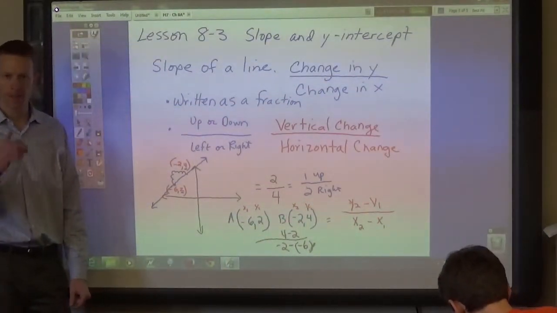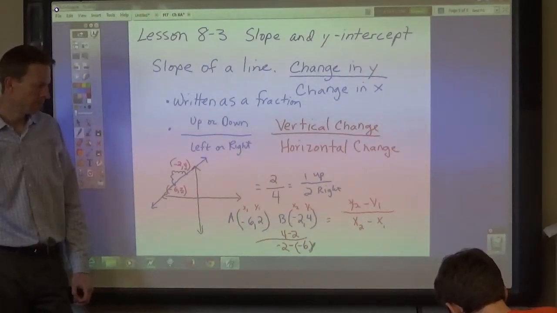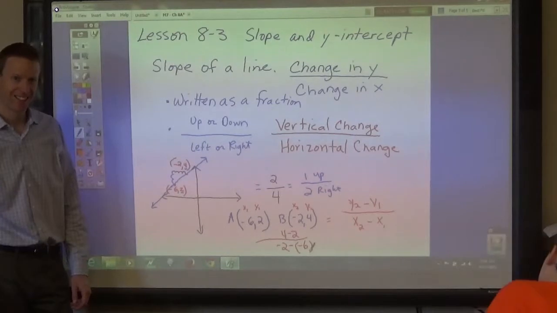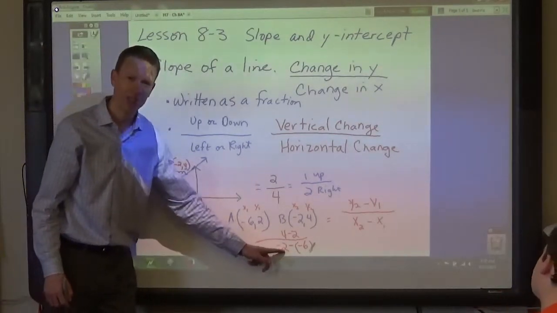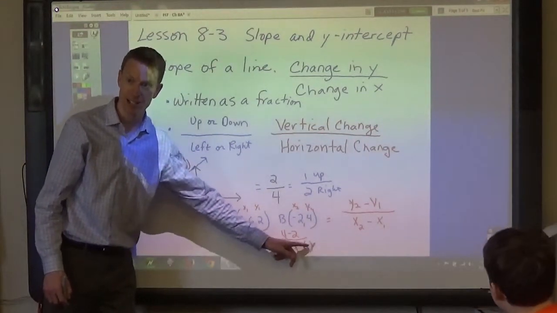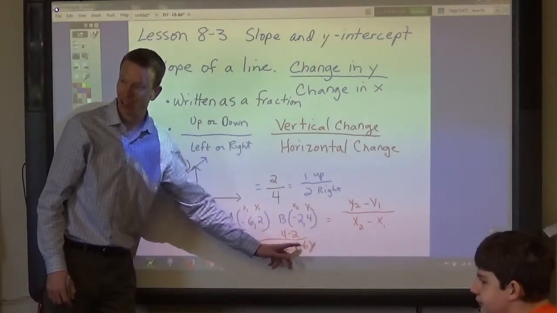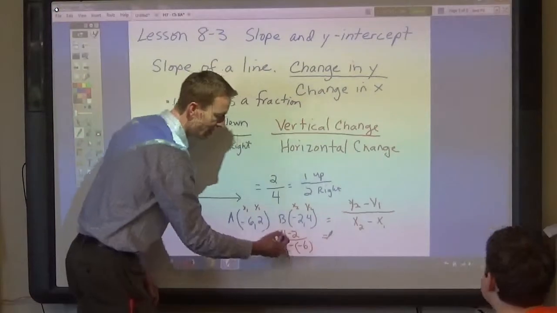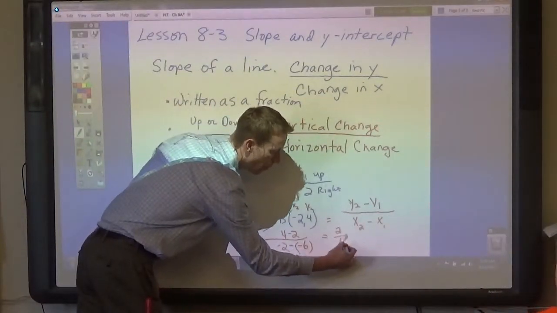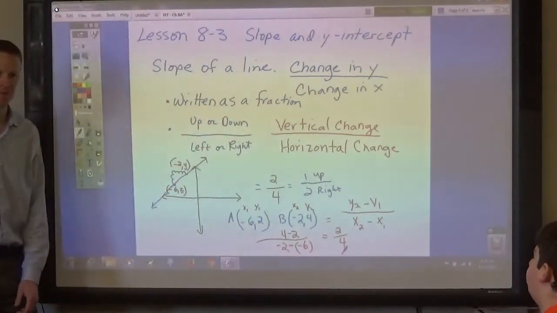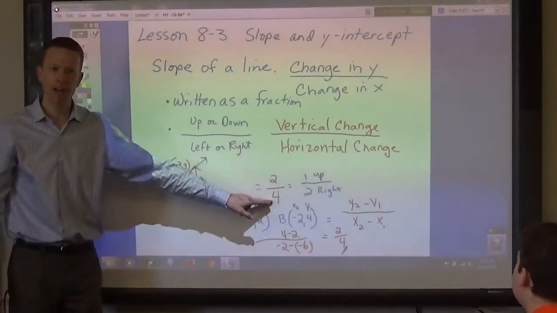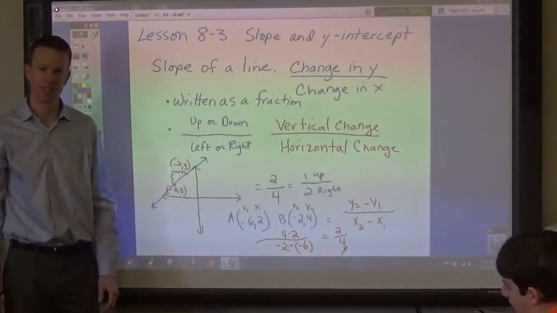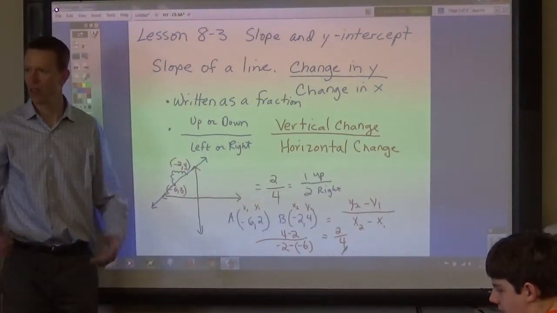Okay? Yes? Wouldn't it be -2 plus 6? Because minus minus equals plus. Right. Then, when you change this to plus, so it's -2 plus 6, and you get 2 over 4, right? The same number we got by counting it. And then reduce it to 1 over 2.